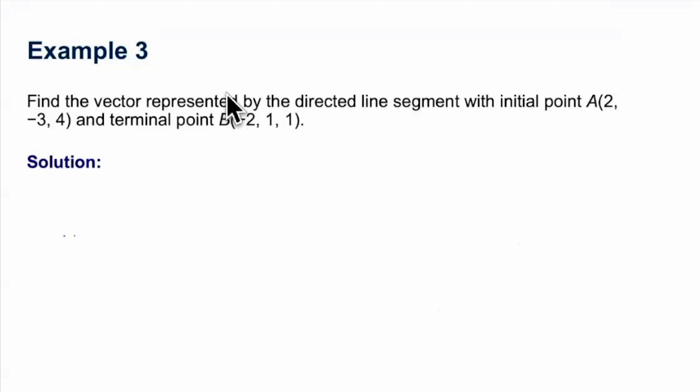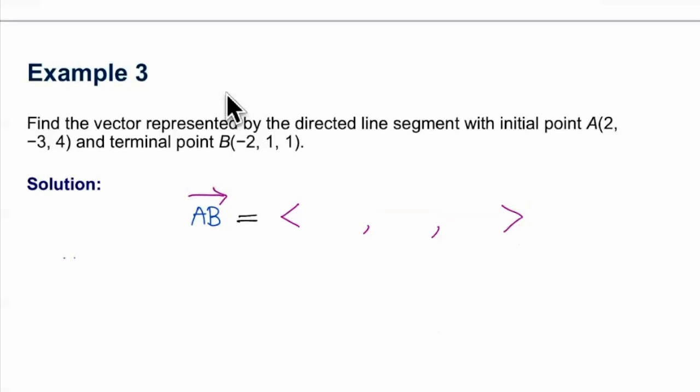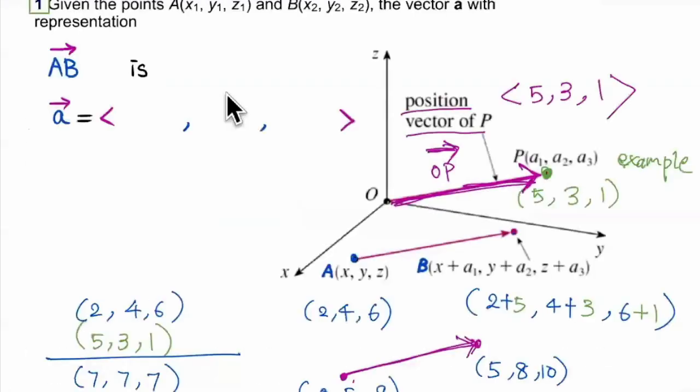So the vector AB, okay, I'm going to put an arrow on top. The arrow on top indicates a vector. That's equal to, remember that's a vector, so you use angle brackets right here, and let's figure out the components. Actually, let's go back to the last page. We haven't filled this out.